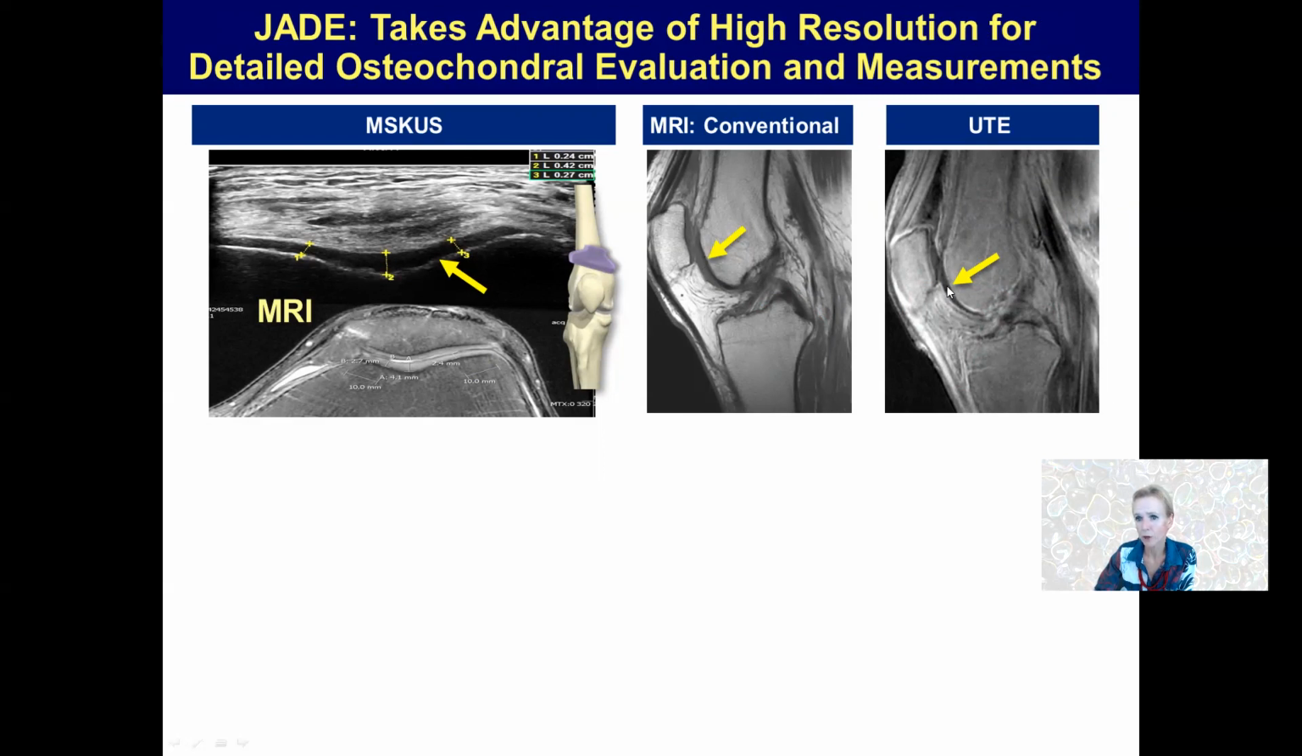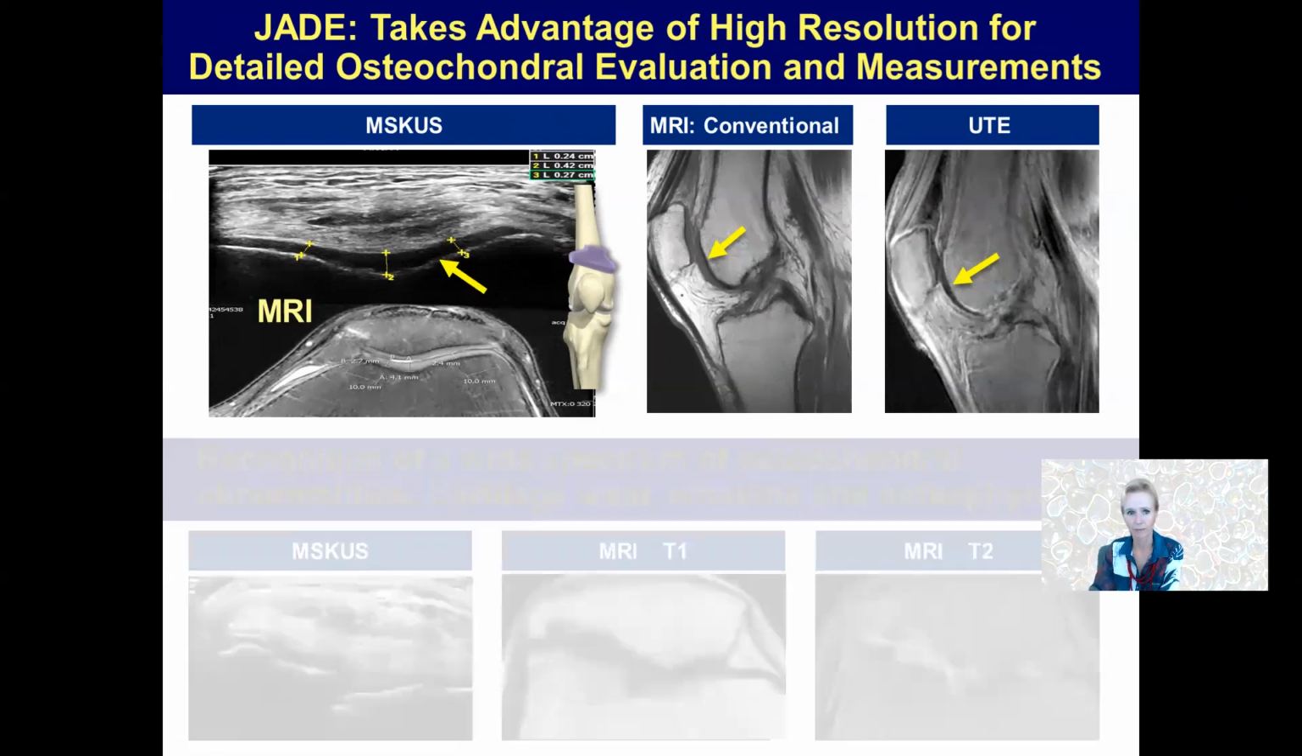Only if we take special UTE sequences where this osteochondral line is now depicted in white can you see that it's just shiny here, but here it's very dim and corresponds to this area. So that's another validation of how sensitive ultrasound is in terms of picking up osteochondral disturbances or alterations.